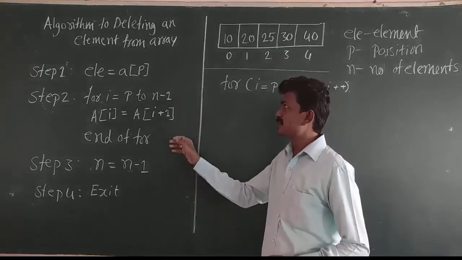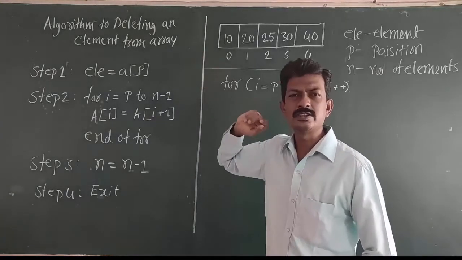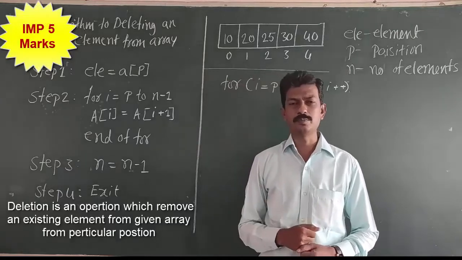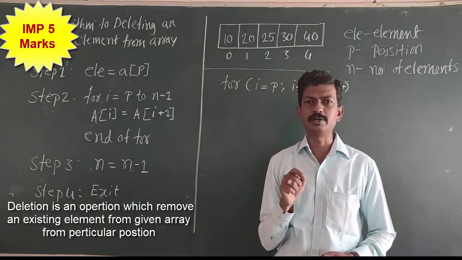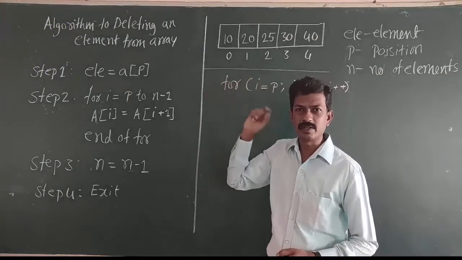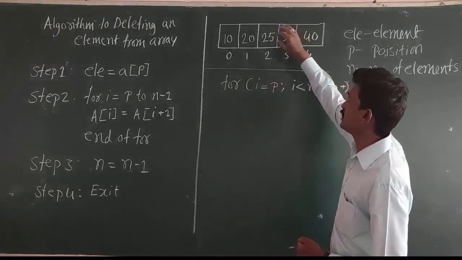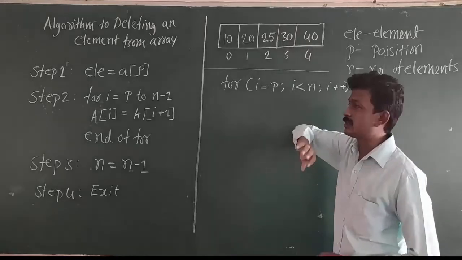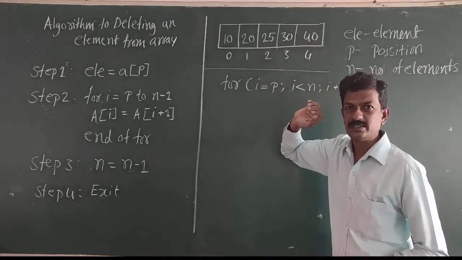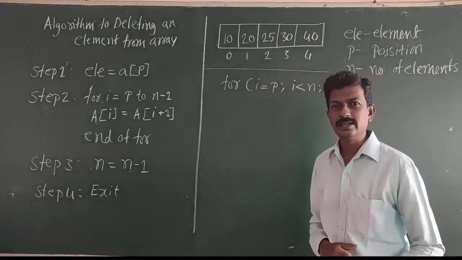Before going to discuss it, I want to once again revise the definition of deletion. What do you mean by the deletion operation? Deletion is an operation which deletes a particular element from a given array. If you want to delete one element, it is removed with respect to its particular position, and that is how we perform it on a given array.